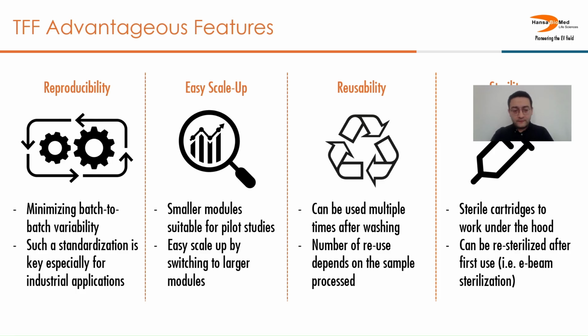These include some biological factors such as sample type, sample contamination, or even storage conditions and pre-clearing steps. If it is cell-conditioned media, for instance, the conditioning material. Because of these multiple factors, some of which are out of control, it is impossible to define a certain number of reuses, but they are reusable multiple times. And they are even sterile, allowing them to be used under the hood. And even after the sterility is broken, they can be re-sterilized through e-beam or ethylene oxide sterilization.